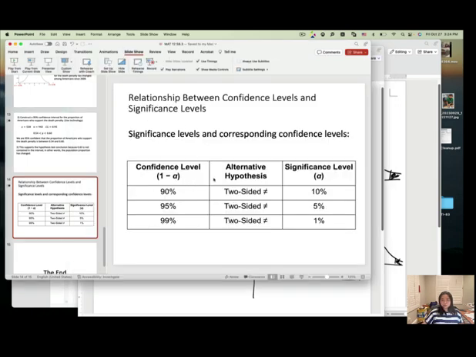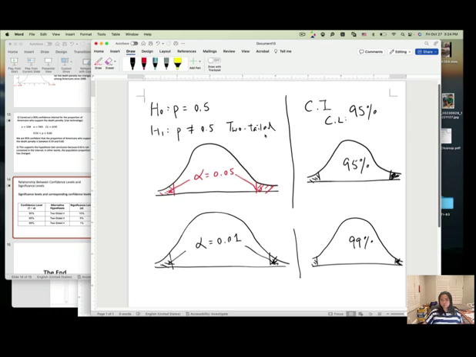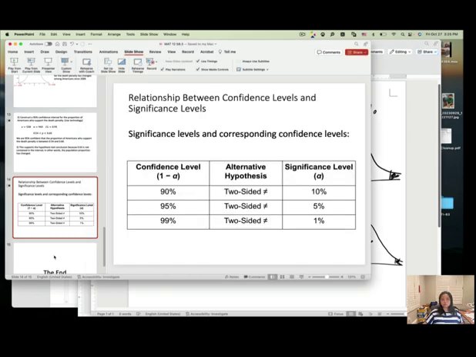On this table, they are only focusing on the case where your alternate hypothesis is two-sided. That will be this picture, two-tail. That's it.